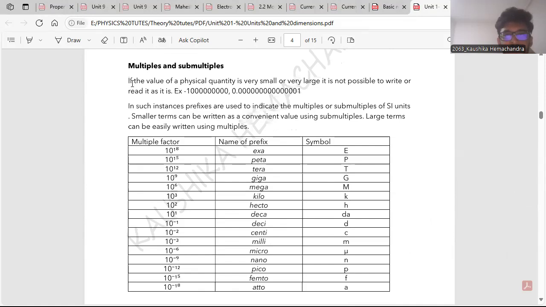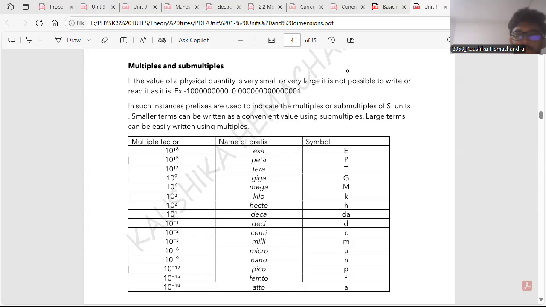So now we go into multiples and submultiples, right? So sometimes the physical quantities, when you write the magnitude, it can be very small or very large. Usually we get magnitudes like 25, 105, 1000, or 0.1, 1. But sometimes you can get very small values, somewhat like let's say 1.6.